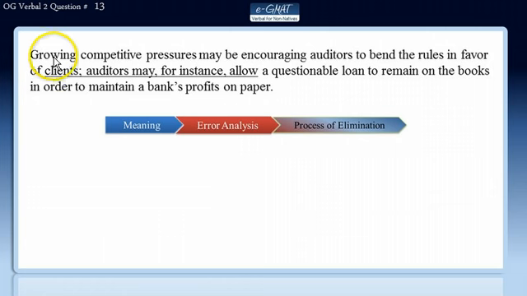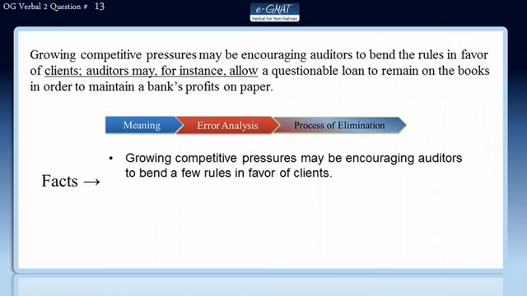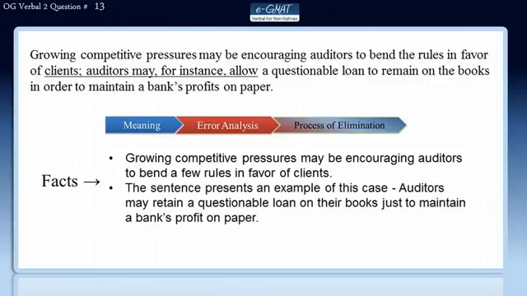So let's start. Growing competitive pressures may be encouraging auditors to bend the rules in favor of clients. Auditors may, for instance, allow a questionable loan to remain on the books in order to maintain a bank's profits on paper. Now, this sentence presents a few facts. It says that growing competitive pressures may be encouraging auditors to bend a few rules to keep their clients happy. Then the sentence presents an example of this case and says that auditors may retain a questionable loan on their books just to maintain a bank's profit on paper.